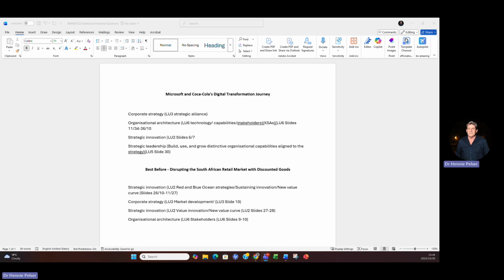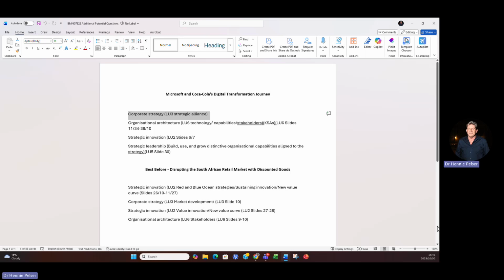Right. Looking at the content, there is definite mention of a corporate strategy and, in particular, a strategic alliance. So please look at Learning Unit 3 and look at joint venture and strategic alliances, look at the differences and similarities between those, and then link it. And I think this is, if I recall, in the very first paragraph.